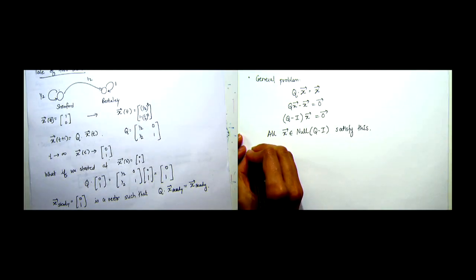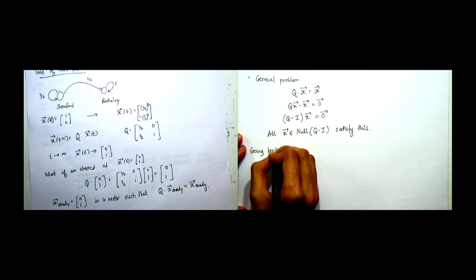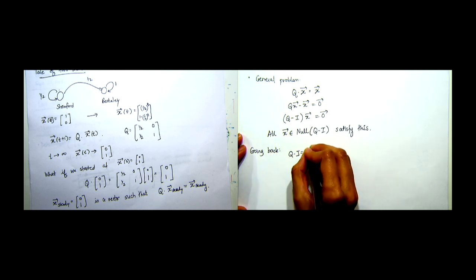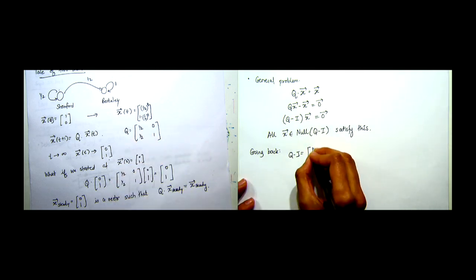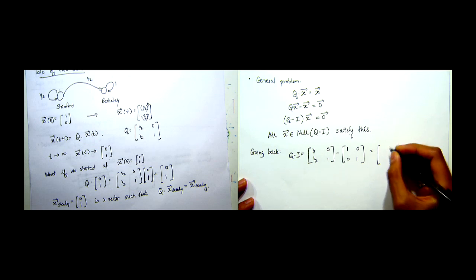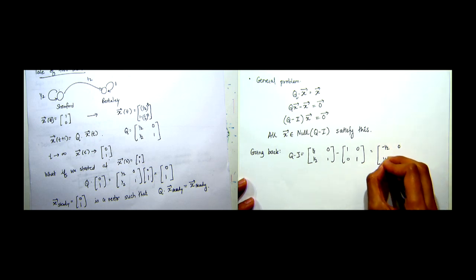So this is basically solving a system of linear equations. It's computing the null space of a matrix, which is something that at this point we know how to do, right? So let's just write out, going back to our example, what is q minus I? 1/2 0, 1/2 1 minus 1 0 0 1 is equal to minus 1/2 0, 1/2 0, right? And then what we did last time was we computed the null space of this matrix, right?